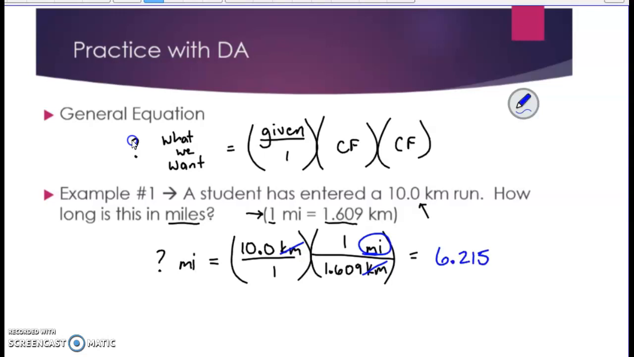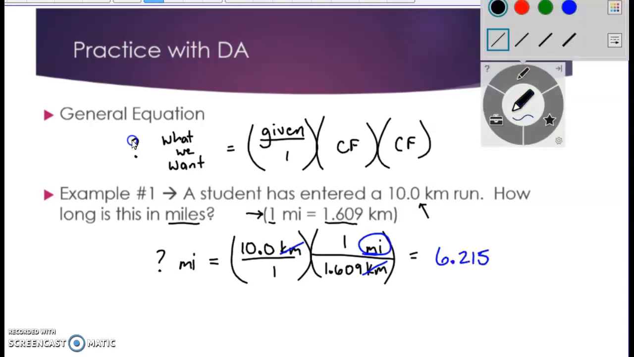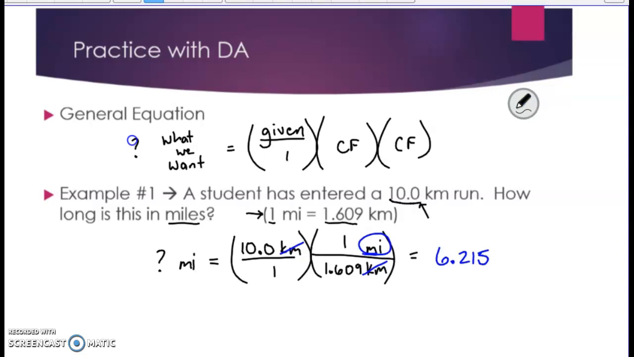I want to round for sig figs, just like before. So my given is 3 sig figs. So I count over 3. 1, 2, 3. This 5 makes the 1 become a 2. And then I put my unit.